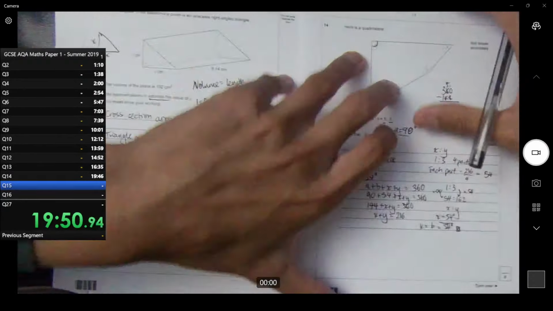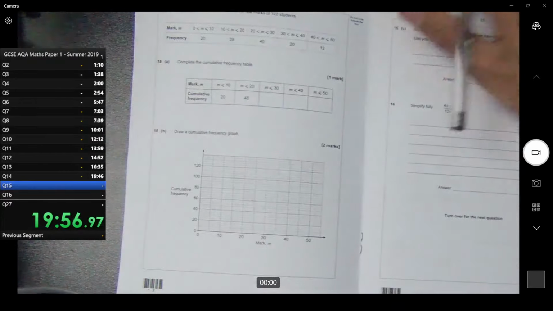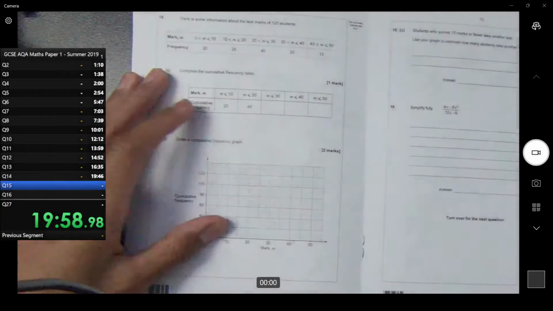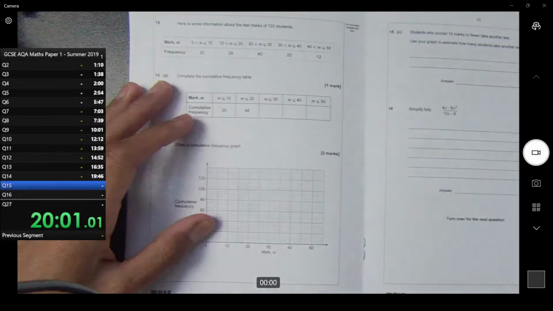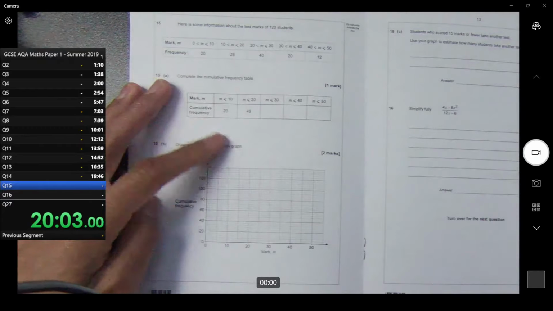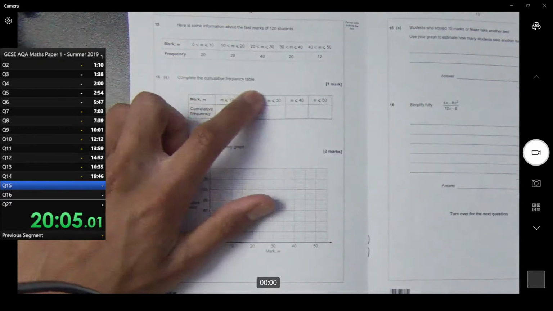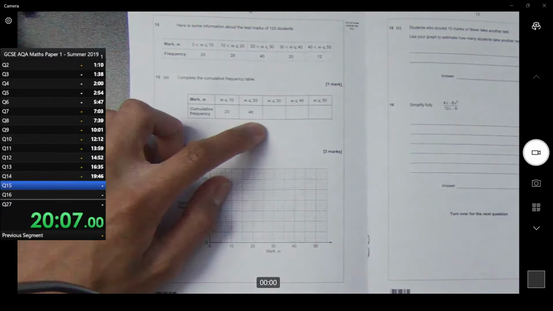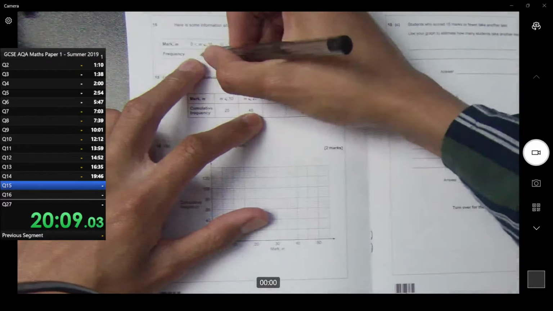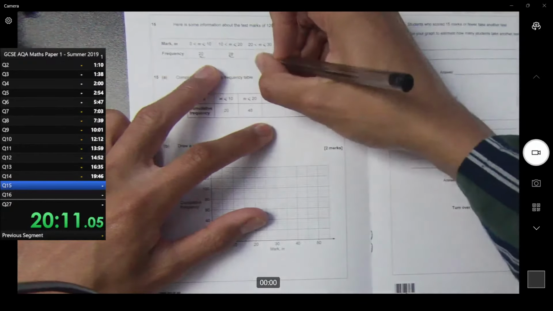Next. Okay, so we're in the middle of the paper now. So question 15. So we got grouped data of 120 students, and we're being told to plot cumulative frequency. So we need to add all these up as we go along. So we've already got these two added up. We'll add this on.